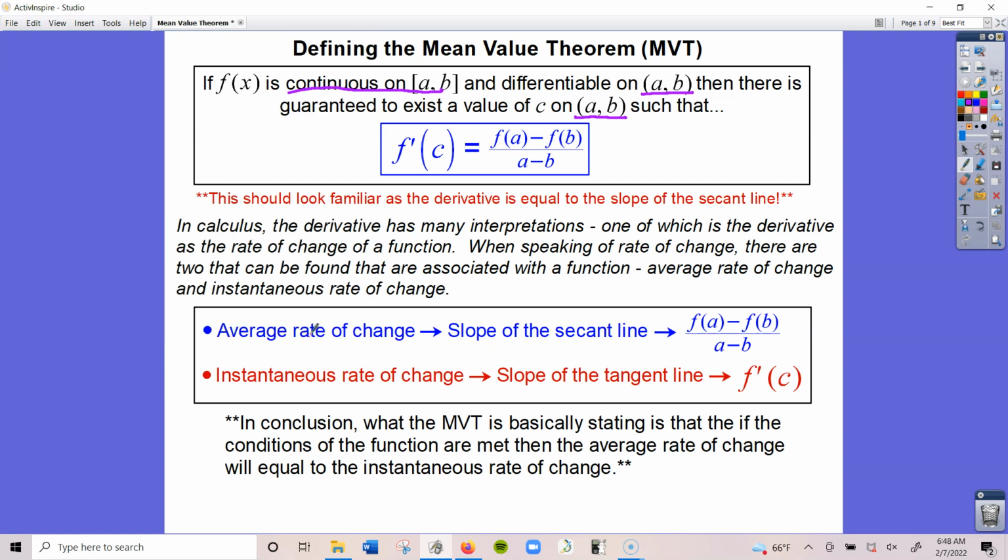Whenever you see the words average rate of change, this represents the slope of the secant line, which is when we use the slope formula. In Algebra 1 and Algebra 2, the slope formula is y2 minus y1 over x2 minus x1. This is the same exact thing, just different notation. Here we use the function notation. If you see the words instantaneous rate of change, that is the slope of the tangent line, which is the derivative. So basically, MVT is just stating that these two things at some point will be equal if it satisfies those above conditions.